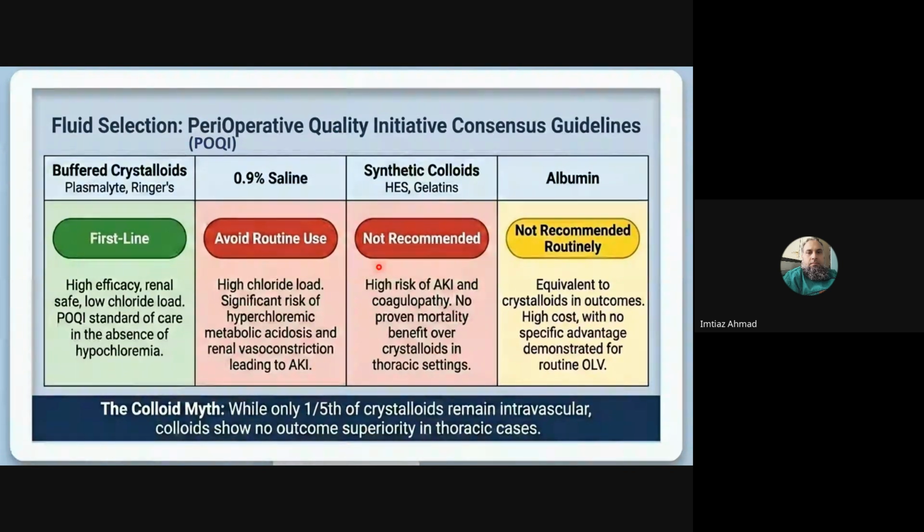Synthetic colloids should also be avoided. They are not recommended due to high risk of acute kidney injury and coagulopathy, with no proven mortality benefit over crystalloids in thoracic settings. Albumin is also not recommended routinely. It is equivalent to the crystalloids in outcome. It has high cost with no specific advantages demonstrated for one lung ventilation specifically. There is a colloid myth. While only one-fifth of the crystalloids remain intravascular, colloids show no outcome superiority in thoracic cases.